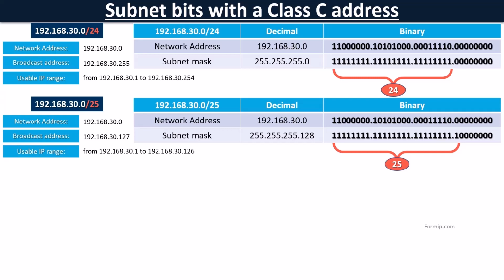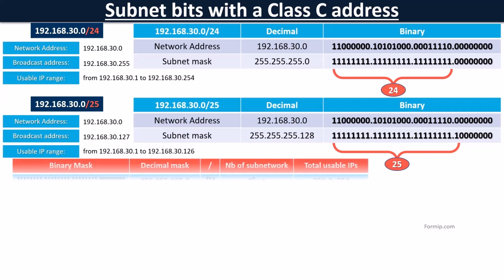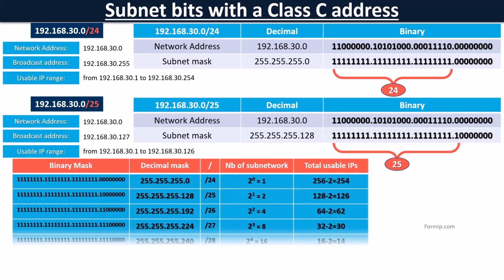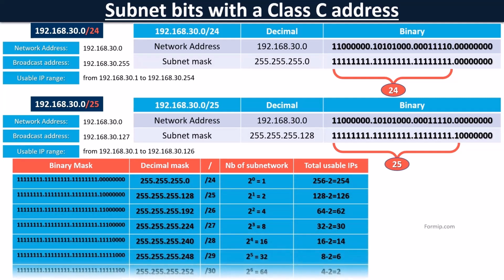Each time a bit is borrowed, the number of subnet addresses increases, and the number of available host addresses per subnet decreases. The algorithm that is used to calculate the number of subnets and hosts is the power of 2. Borrowing a host bit is equivalent to 2 to the power 1, which allows you to create 2 subnets. By borrowing 2 bits, this gives 2 to the power of 2, and therefore makes it possible to create 4 subnets, and so on.